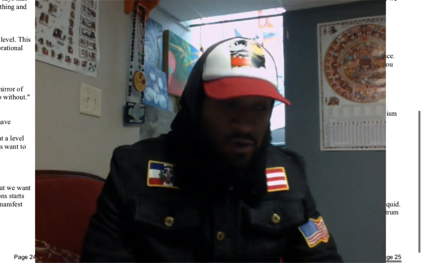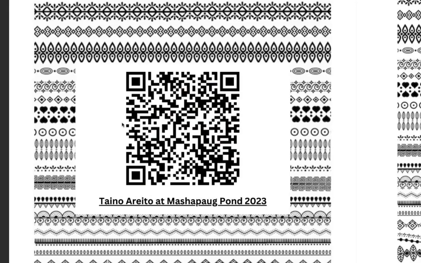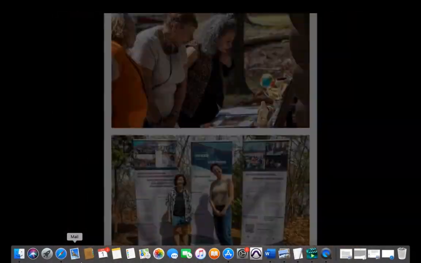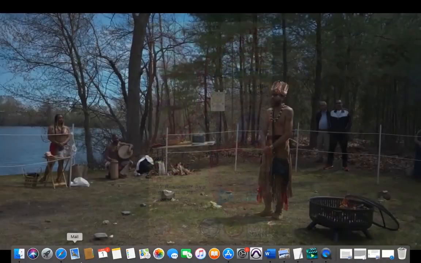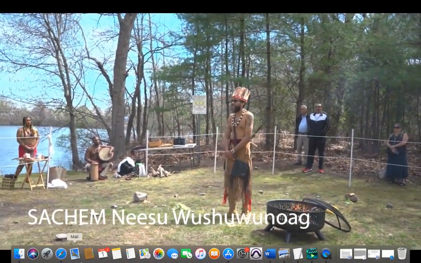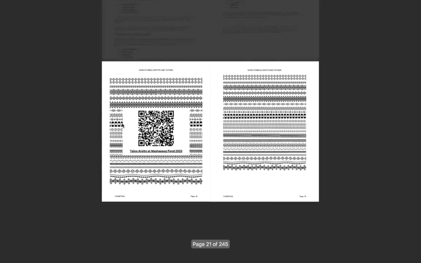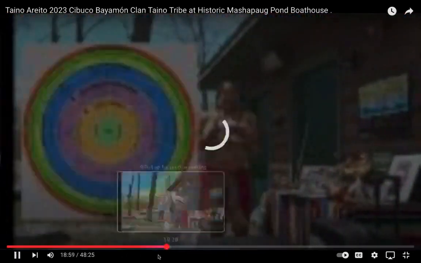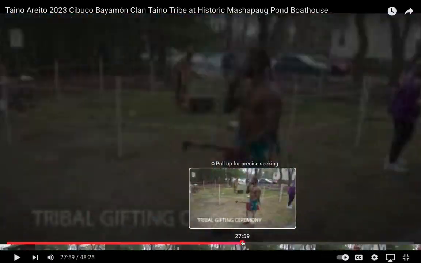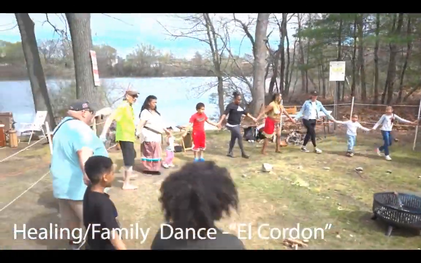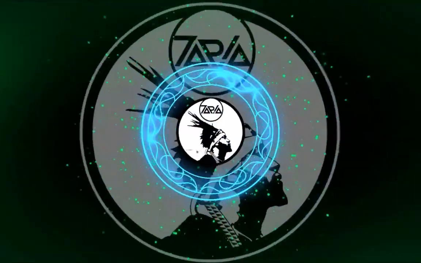So some more of the supporting source material, as we go into understanding community and getting around tribal groups, is this here, the Taino Areito at Mashapaug Pond 2023. Our tribe, the Cibuco Bayamon Taino tribe, held Areito at Mashapaug Pond in the city of Cranston, on the line of Providence and Cranston, which is the traditional lands of the largest Narragansett village at Mashapaug Pond. And so we have a record of that event having taken place as a tribe, that celebration, where we held our summer Areito, performed, and brought in healing and did healing ceremonies and healing dance, and joined in community with the Narragansett peoples on their traditional lands, and we're honored to be allowed to have that fellowship.